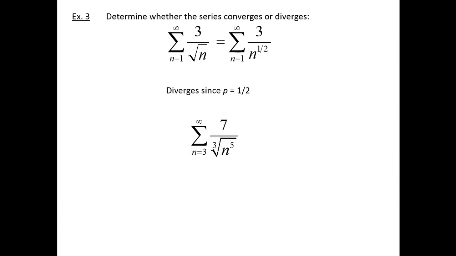On the other hand, look at this series. So this could be written as 7 over n to the 5/3. So p is 5/3. And again, based on the rules of the p-series, we would say this converges. Your reasoning: this converges by p-series, p is greater than 1.